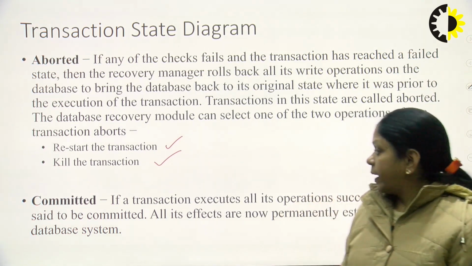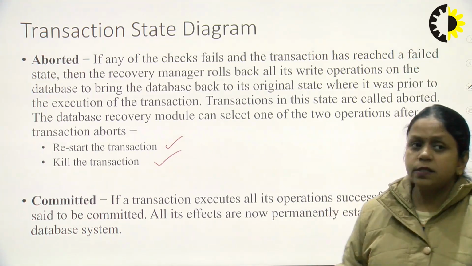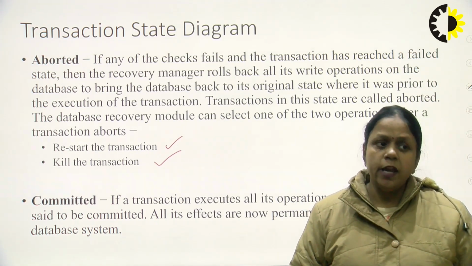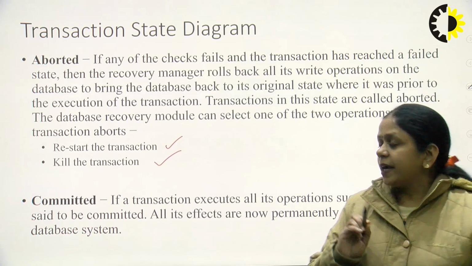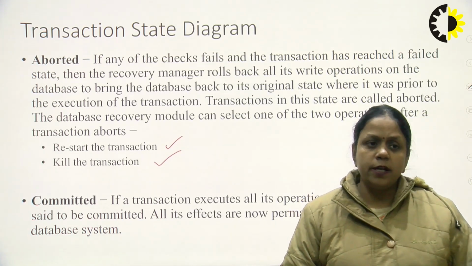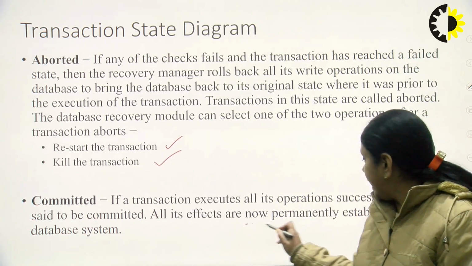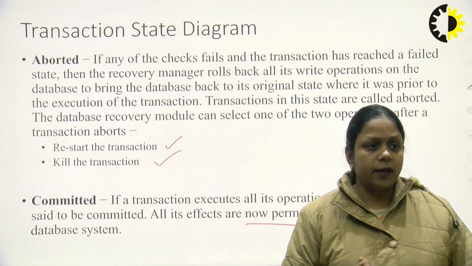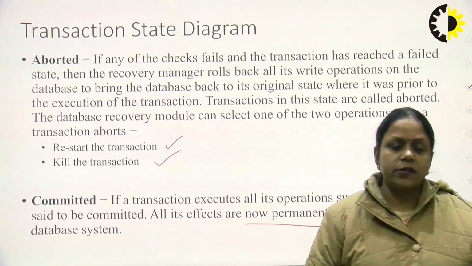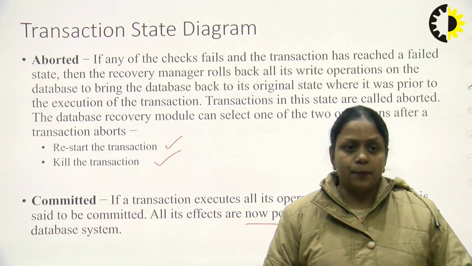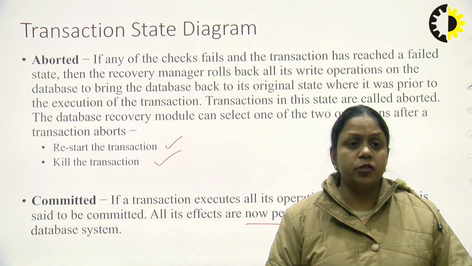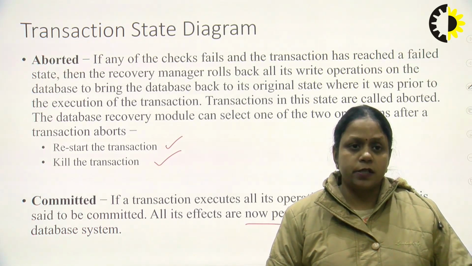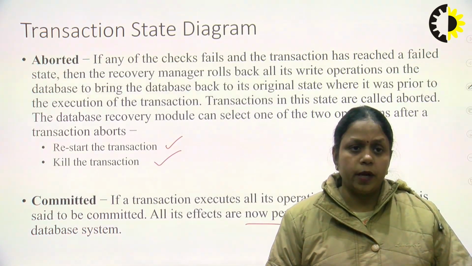Committed state. If the transaction executes all its operations successfully, then it is known as the committed state. All its effects are now permanently established on the database system. In the committed state, the transaction is successfully completed, and all the changes made by the transaction are saved permanently into the database.